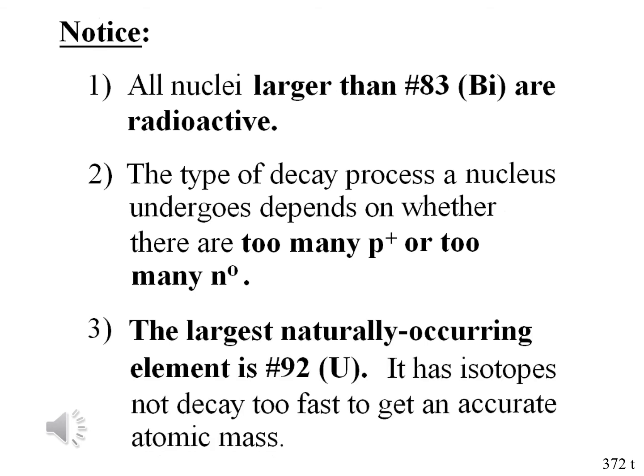The largest element that you can find in nature is number 92, uranium. The uranium isotopes decay so slowly that it seems like they're there forever, even though they are giving off radiation. And because they're so slow, you can use a mass spectrometer to get a separation of the uranium isotopes, and you can get a number for the atomic weight.